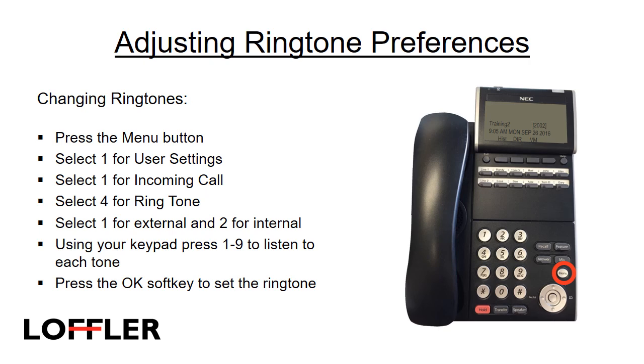To change your ringtone, press the menu button. Select 1 for user settings. Press 1 for incoming call. Press 4 for ringtone. Select 1 for external or 2 for internal. Using your keypad, press 1 through 9 to listen to each tone. Press the OK soft key to set the ringtone.